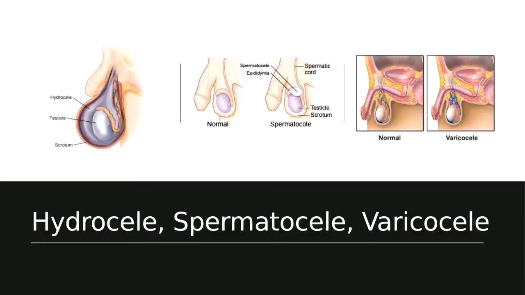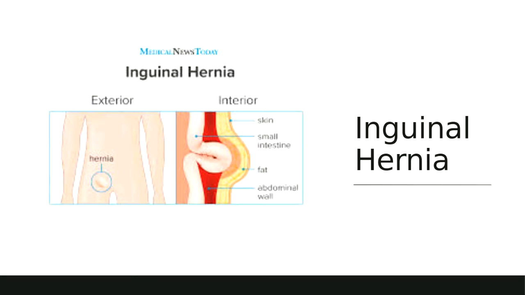You can have hydrocele, spermatocele, and varicocele. And this is just a picture image of those changes. So the hydrocele, you have a fluid buildup within the scrotum. With the spermatocele, you have a small sort of cyst-like buildup on the testicle. And in the varicocele, you have sort of an inflammation of the vasculature of the testicles. And then very common, you can find inguinal hernias in older adult men.